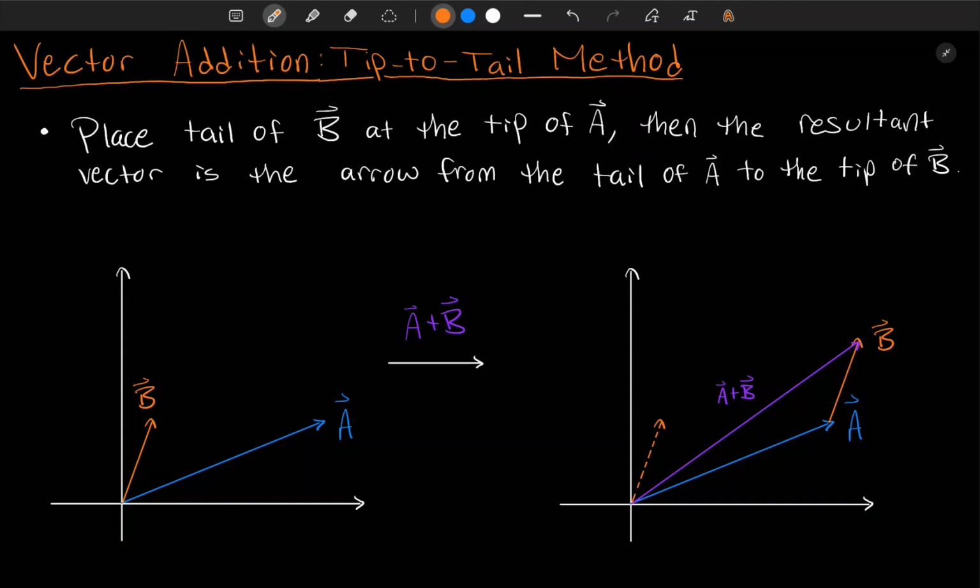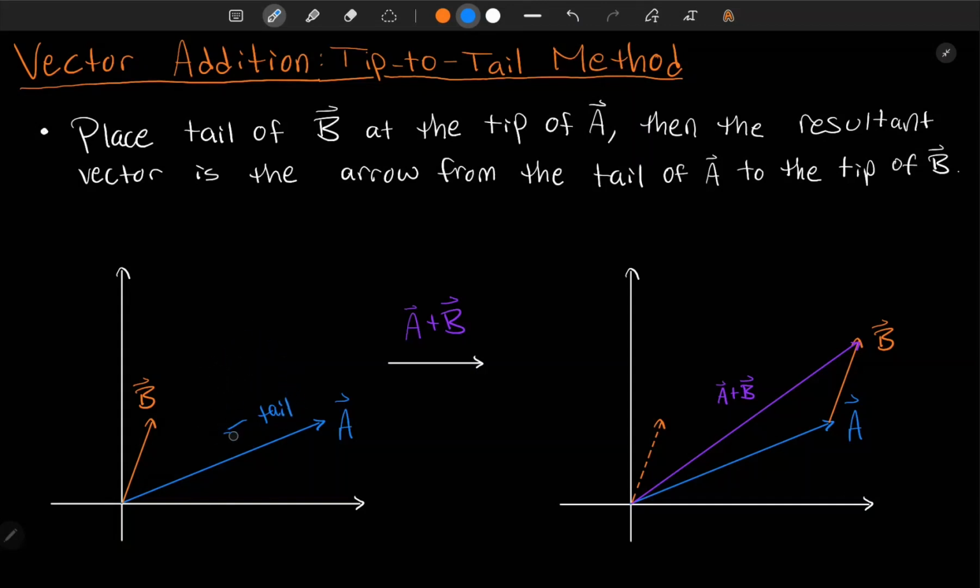The first that I'll present is called the tip-to-tail method. So this method is straightforward. When you want to solve for a plus b, you take the tail of b. So the tip of a vector is where the arrow is. So where the arrowhead is, where this part of the arrow is. So the top part, where the arrow part is, that's called the tip. And this bottom part is called the tail.